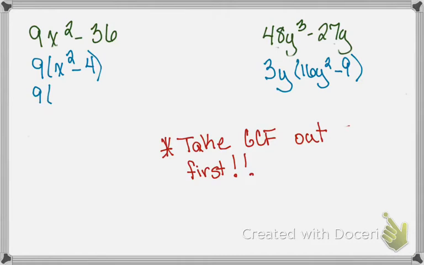What's the square root of x squared? Square root of 4. One of them's plus, one of them's minus. What if I had done minus and plus? Would that have been okay? Yes, it would have.